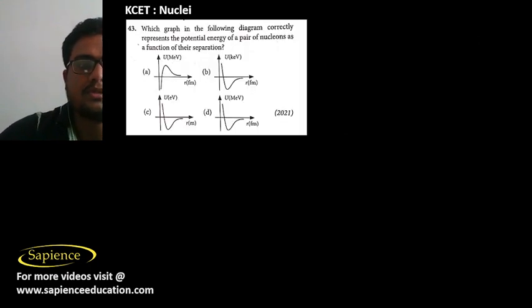Question number 43 is, which graph in the following diagram correctly represents the potential energy of a pair of nucleons as a function of their separation.